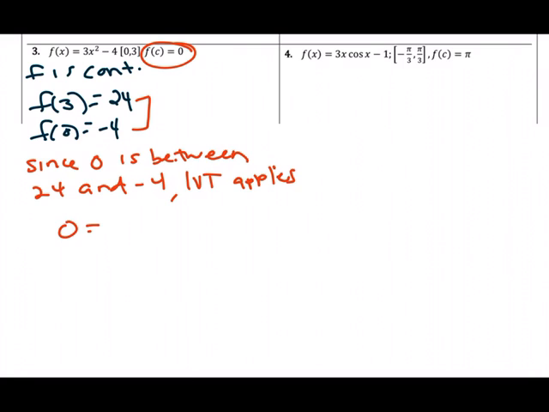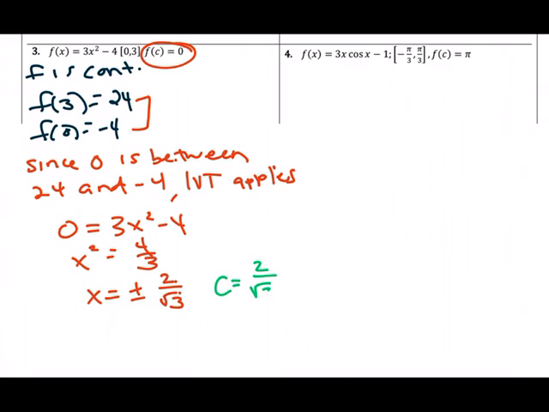And then I'm going to say 0 equals 3x squared minus 4, and I'm going to solve for x. This is going to give me x squared is 4/3, which is going to give me x equals plus or minus, if I take the square root of both sides, 2 over root 3. We only care about the positive version in this case since we're looking for the C value between 0 and 3, so that's going to be 2 over root 3.